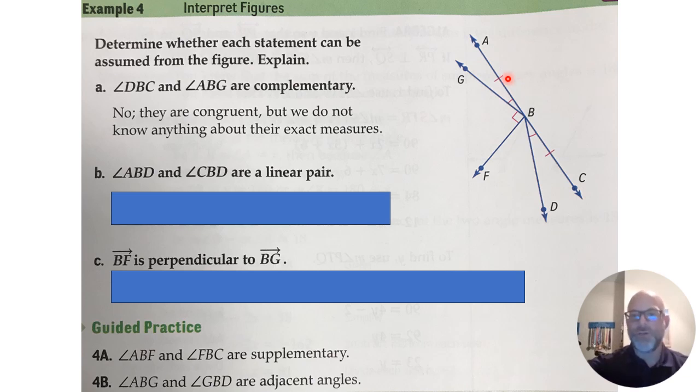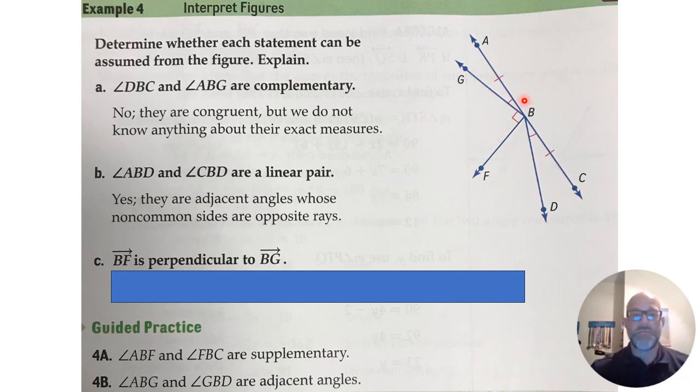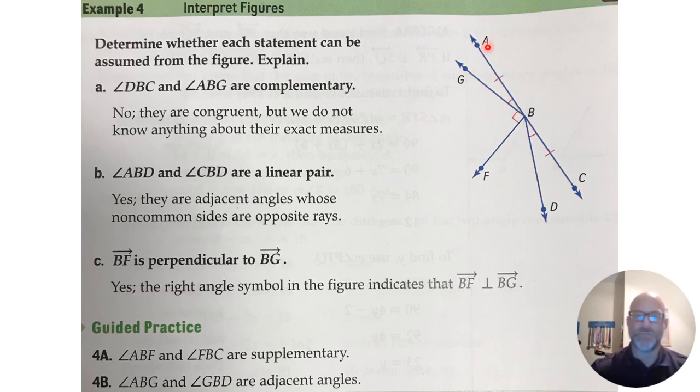We do know, however, that they're congruent. You can see that because the two single arcs indicate congruency. All right, ABD and CBD are a linear pair. ABD, DBC, yes, they're a linear pair. They have a common side, they're next to each other, and if you sum up their angle measures, the total is 180 degrees. Okay, how about ray BF is perpendicular to ray BG? Yes, definitely. There's a right angle here as indicated by that symbol.